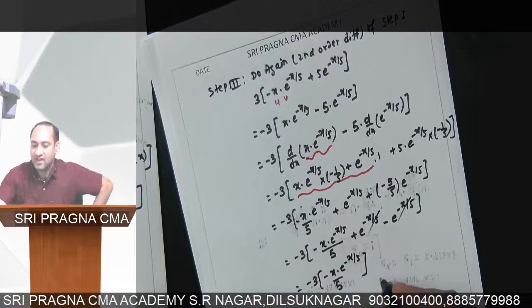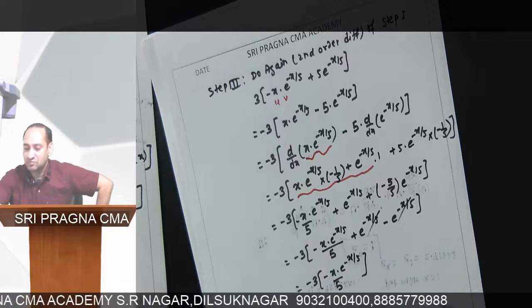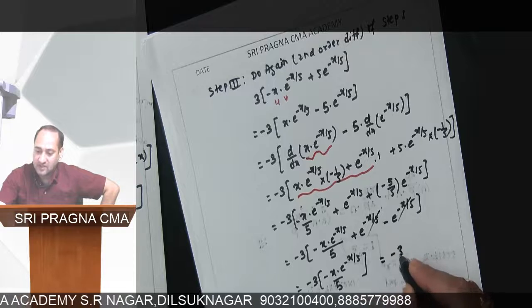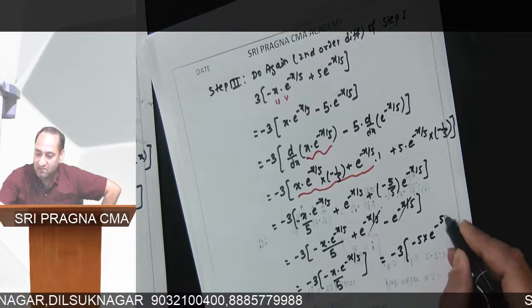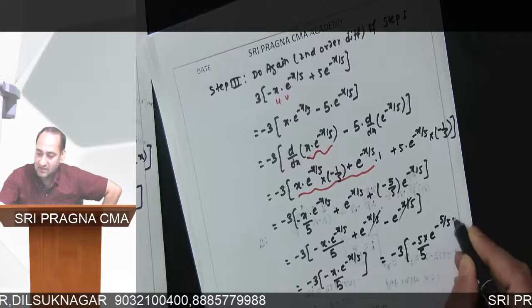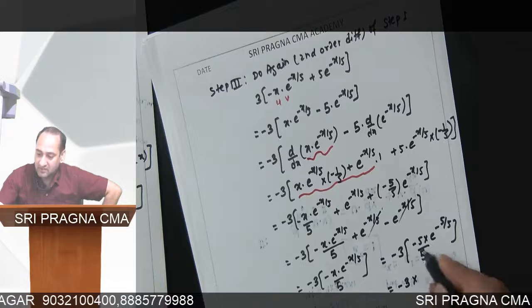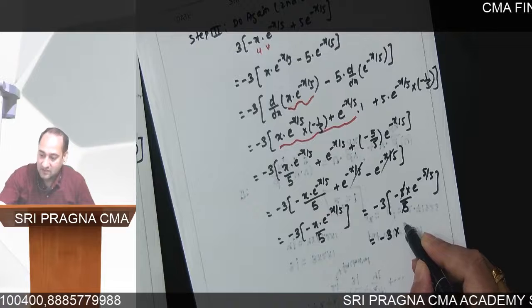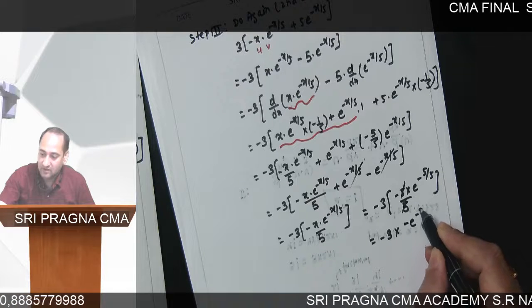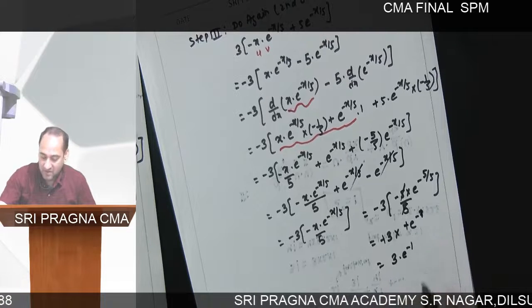So how do I verify this number? We already got the value of x. What is it? 5. So put the value of x here. Okay. So minus 3 minus 5 into, okay, e to the power minus 5 by 5 divided by 5, right? So you will get what? Minus 3 into, this 5 cancels out. So what will we have? Minus e to the power minus 5 by 5, right? So minus minus we get plus. So e to the power what? E to the power minus 1, right?